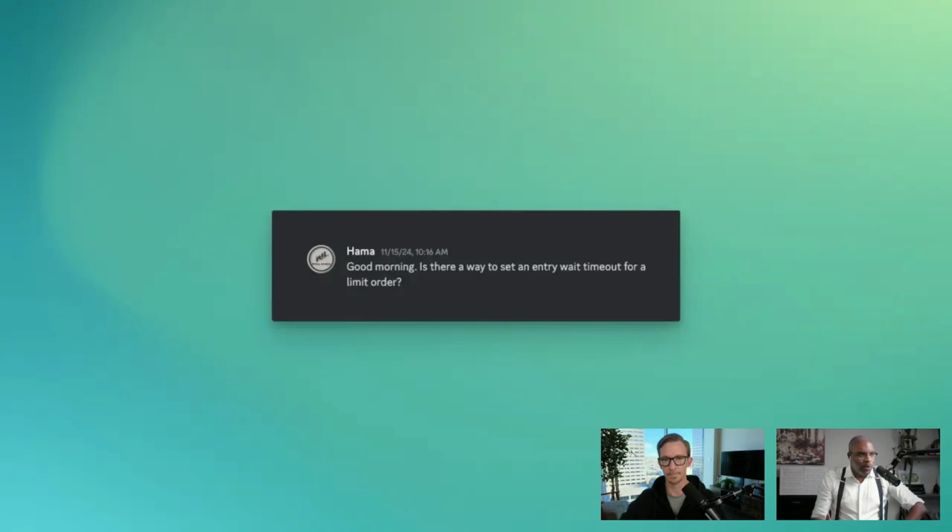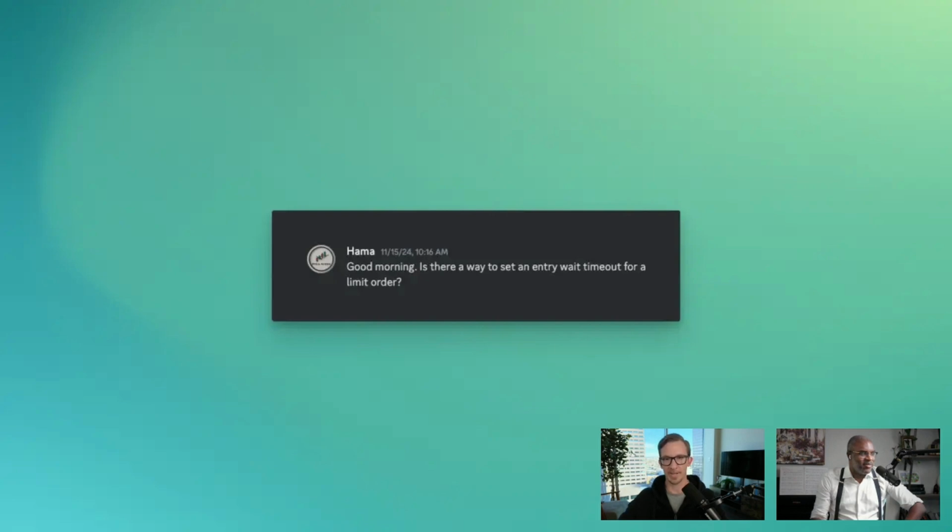Good morning. Is there a way to set an entry wait timeout for a limit order? Now, I assume what this person was saying is that they didn't want a stop order, but they wanted to initiate the limit order so that it only gets executed after a certain time. I want to get your advice on what you think this means?